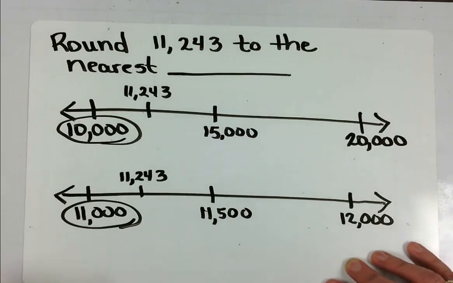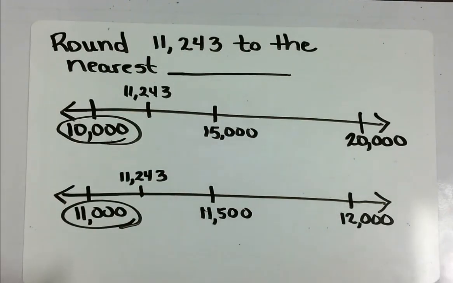You could continue to do this by rounding this number to the nearest 100 as well as to the nearest 10. And this is how we round numbers through the hundred thousands place.